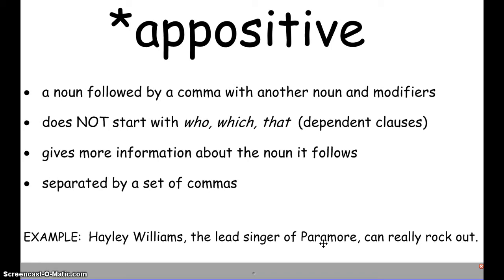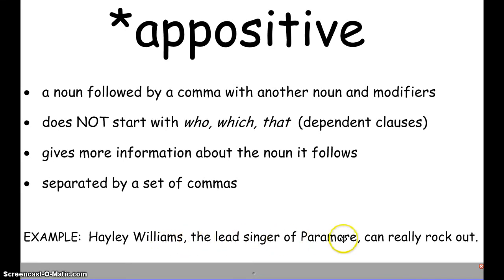Another way to check for your appositive is to see if you can take it out. If I think that can really rock out is an appositive, then it doesn't need to be in the sentence. I should be able to say, Hayley Williams, the lead singer of Paramore. That, of course, is not a complete sentence, so this can't be an appositive. It has to be there.